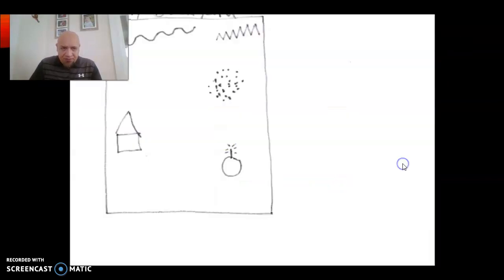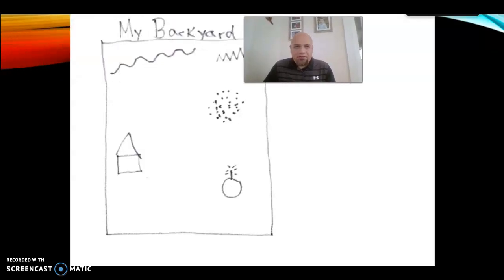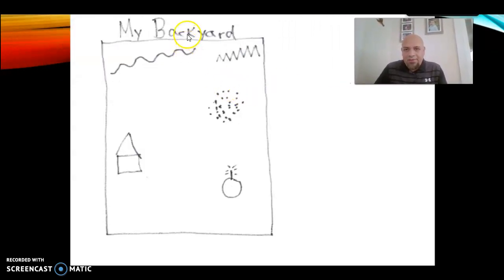Let's put that to use. Let's say I were to show you a picture of a map of my backyard, and I were to draw this map and draw these symbols on it. Well, it's kind of hard to know what these symbols stand for if we don't have a key or a legend, right? I mean, that's weird. Maybe this is a river.